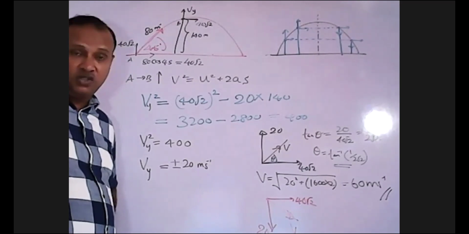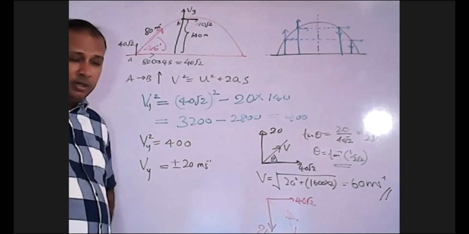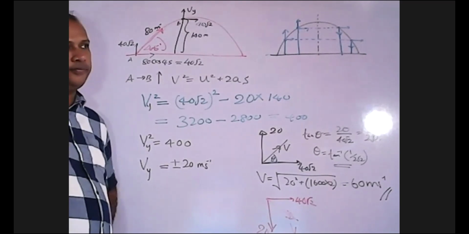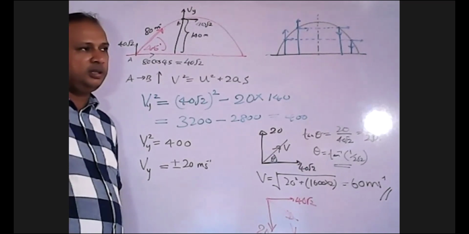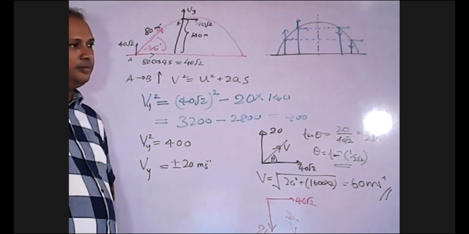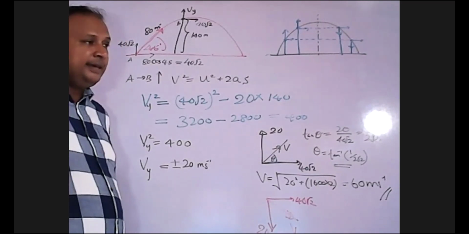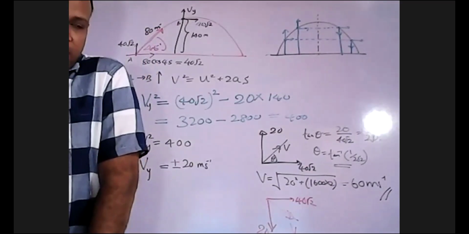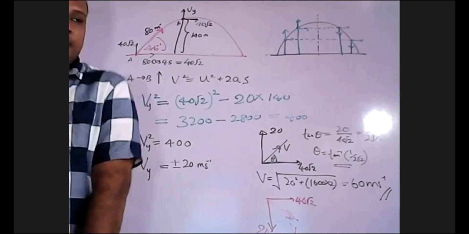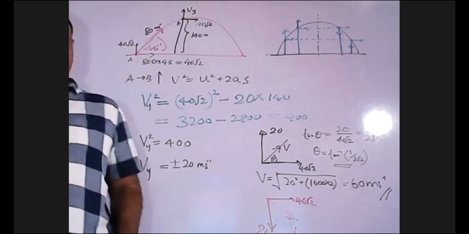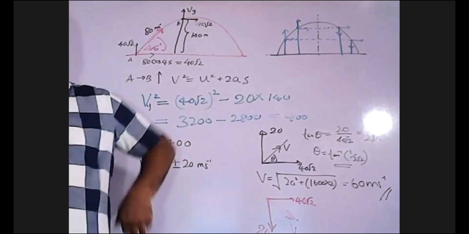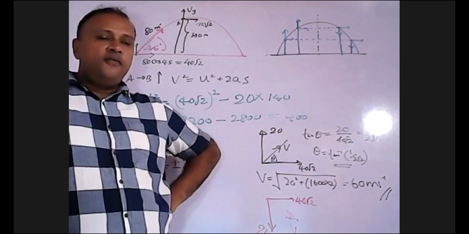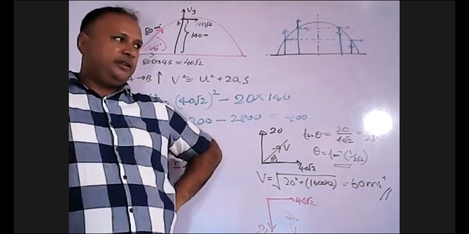Therefore, there should be two vertical velocities with equal magnitude and opposite directions for the same height.